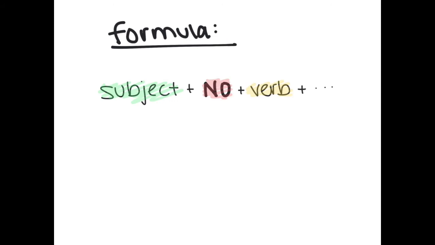So here is that formula for writing sentences simplified down. So I have my subject and then no, and then my verb, and then the rest of the sentence. So now this would look like if I want to write I don't drink the soda. I would say yo, which is my subject, no, which is my negative word, and then bebo, which is my verb, and then the rest of my sentence, la fresca.